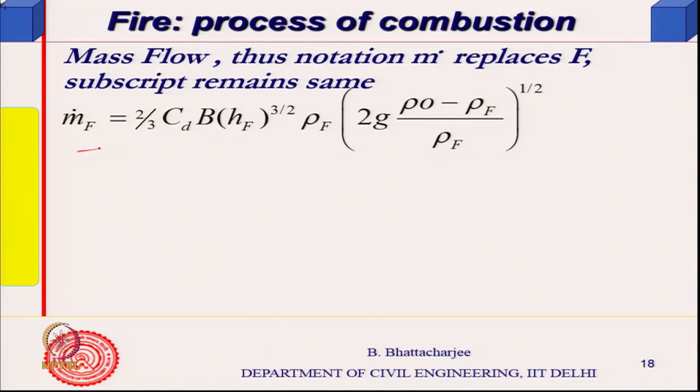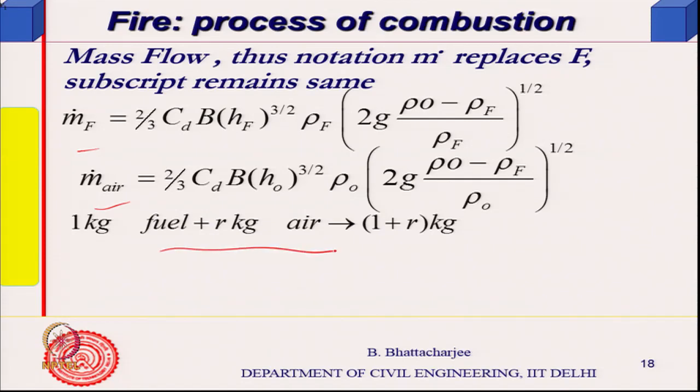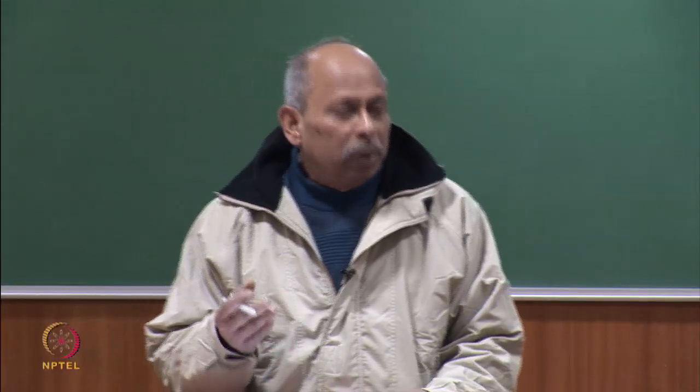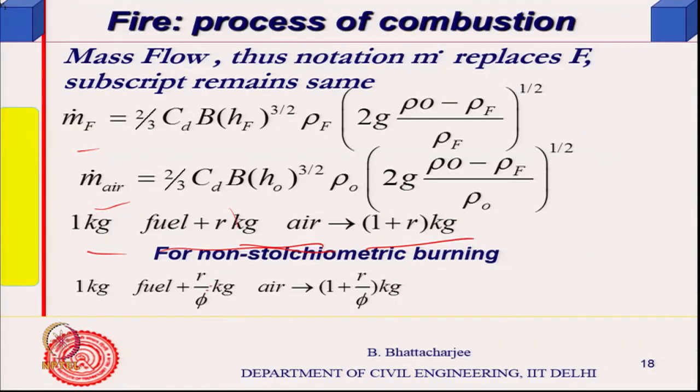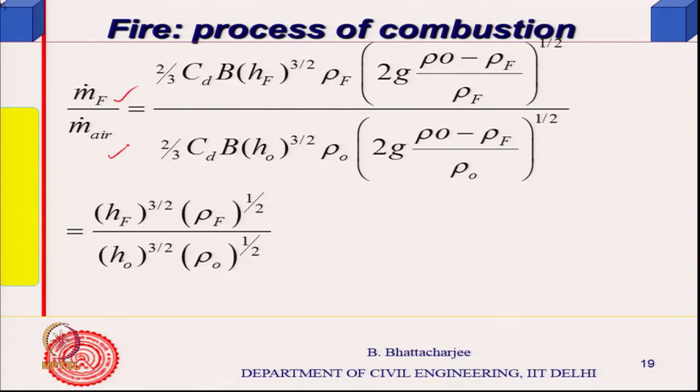The ratio of m dot f, the hot gases coming out, and the air coming in. If the stoichiometric relationship is that 1 kg of fuel reacts with r kg of air, producing 1 plus r kg of product, then for non-stoichiometric burning I can use a factor, since not all of r is reacting, only r divided by phi is reacting, and phi could be more than 1. In that case it will be 1 plus r by phi kg. So, this ratio would be m dot f by m dot air.